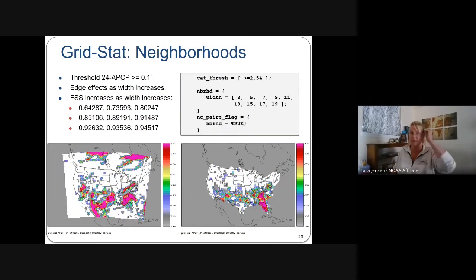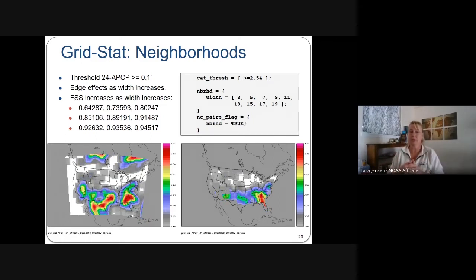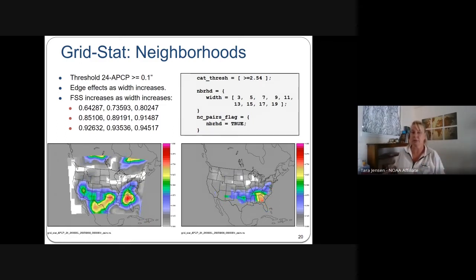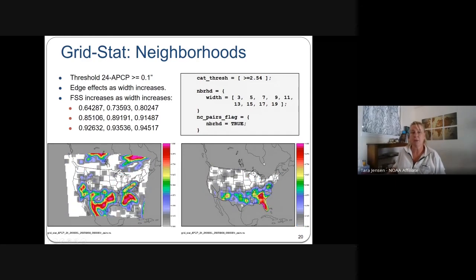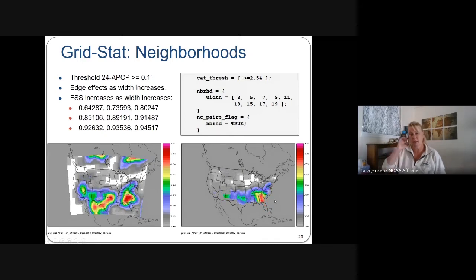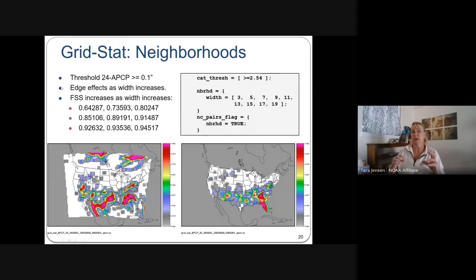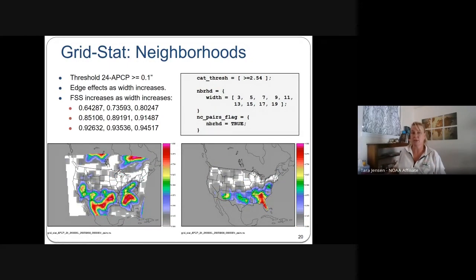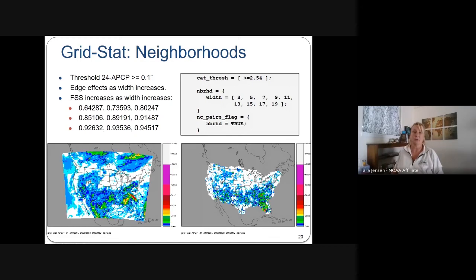So here are some examples of what the neighborhoods look like in the forecast and observed fields. These methods are for widths from 3 to 19. What you're seeing over here, especially on the observation side, is that the edge effects really increase as you increase the neighborhood sizes. So you may want to keep that in mind when you're looking at these larger and larger neighborhoods.